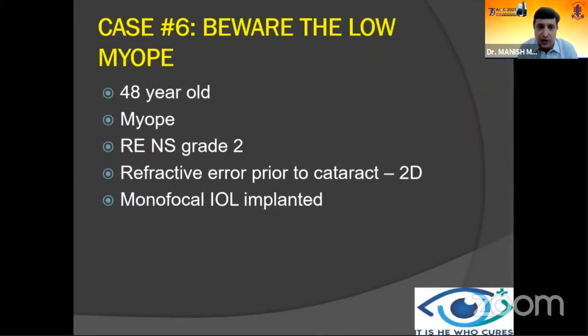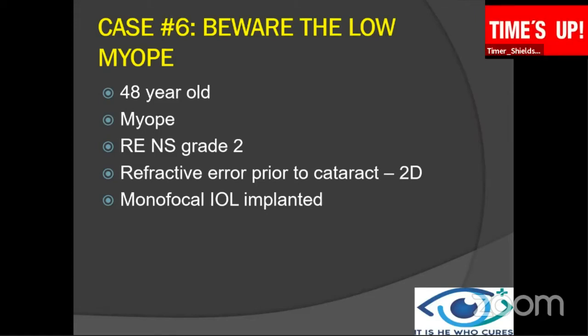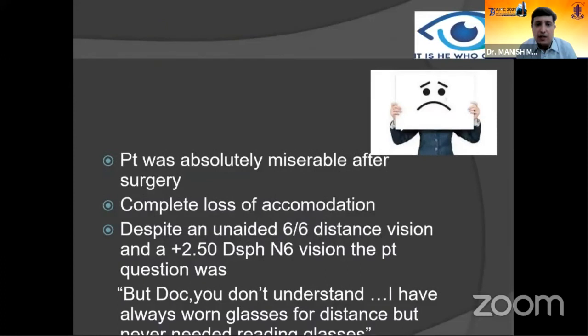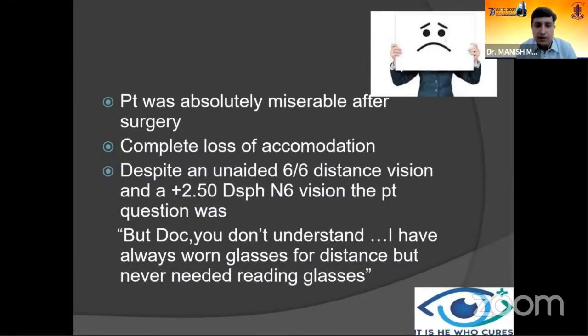Another case scenario was a 48-year-old male who was a myope, had a nuclear sclerosis of grade 2, and prior to cataract surgery, his refractive error was -2 diopter. We did a biometry and then implanted a monofocal intraocular lens. And the patient was absolutely miserable after surgery. He had complete loss of accommodation, and despite having a vision of 6/6 and good vision for near with +2.5 diopter, he was not happy.